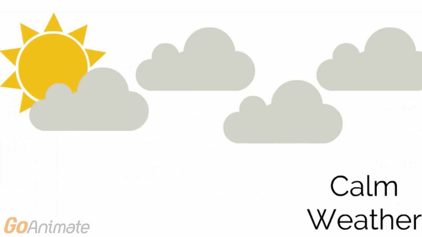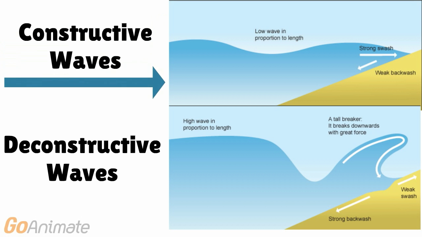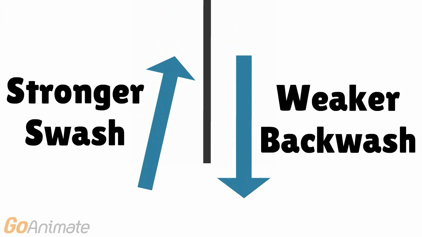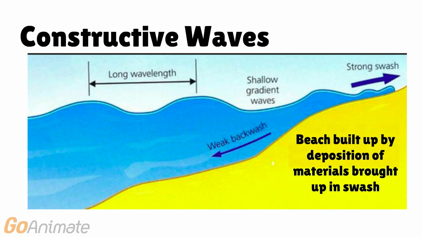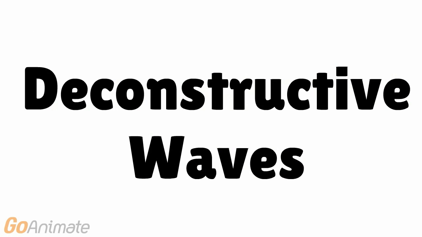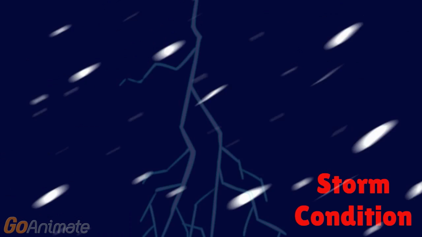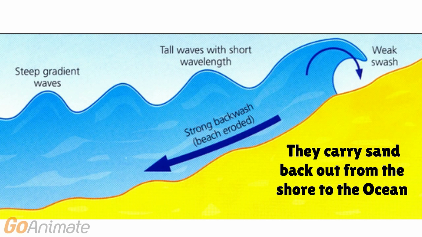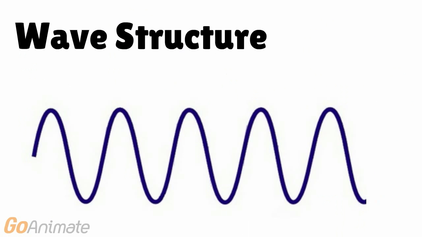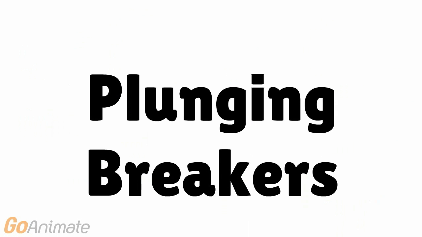Constructive waves are created in calm weather. They are a lot weaker than deconstructive waves and have a stronger swash than backwash. By having a stronger swash, they build up the beach with sand and materials. Deconstructive waves are created in storm conditions with a stronger backwash than swash. These waves carry sand back out from the shore to the ocean. On this excursion, we observed wave structures. We were able to view plunging breakers.